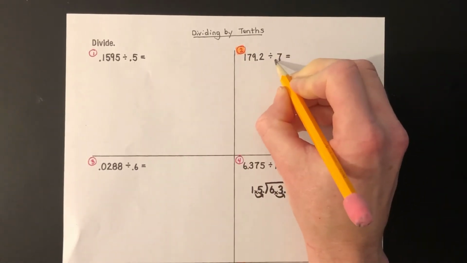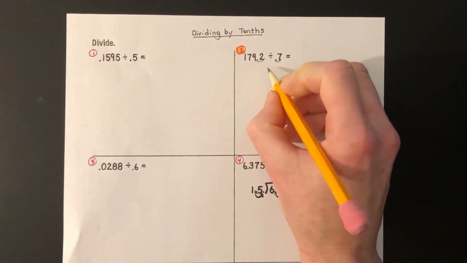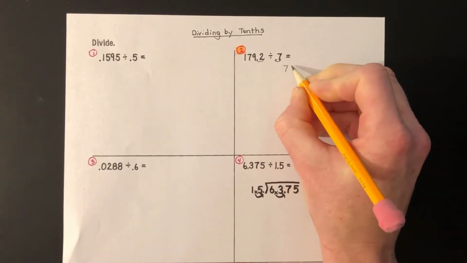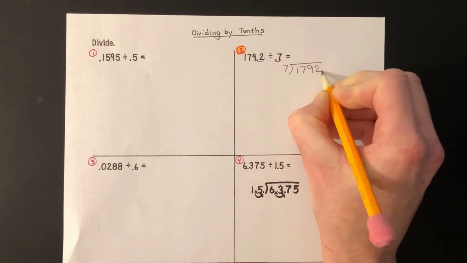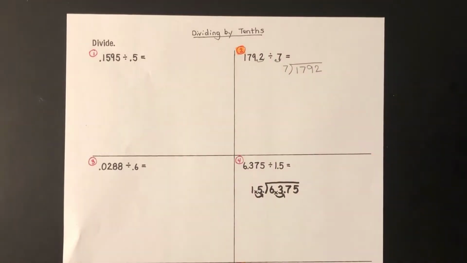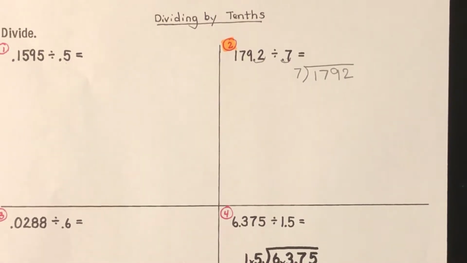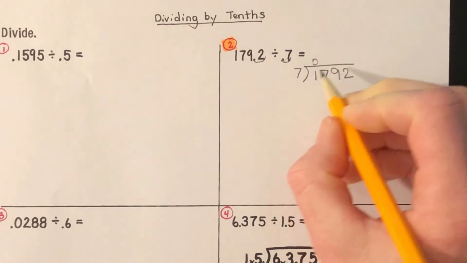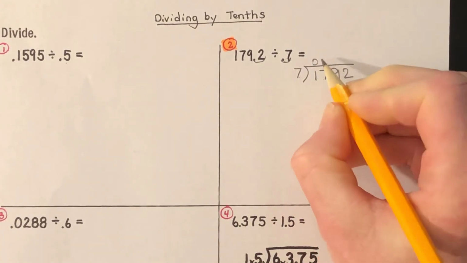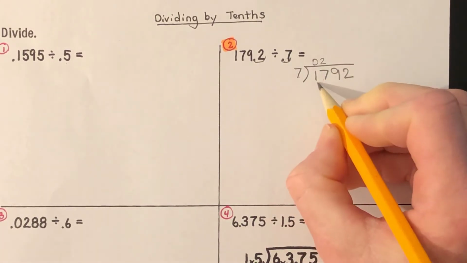To make this a whole number, we move the decimal one time and one time. Our division problem becomes... we end up with 2 whole numbers. This is the only one like this. Seven goes into 1 0 times. 7 goes into 17 2 times. 2 times 7 is 14.